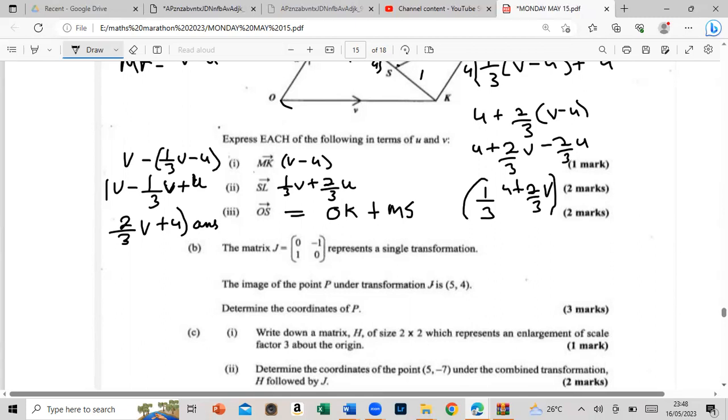So all we're going to do now is to just multiply this matrix by x, y, and that should give us 5, 4. I will equate it and work it out. So let's do that. It feels like I've done this one before, so it doesn't matter though. 0, negative 1, 1, 0 times a coordinate, we don't know what it is, x, y represented, and the result was 5, 4. Remember, x comes first. We write it in the column format. 0 times x, 0. And then we have negative 1 times y, which is negative y.